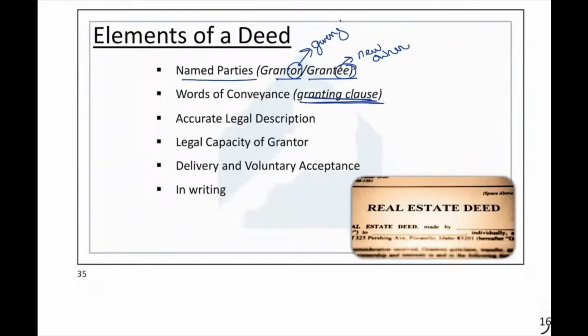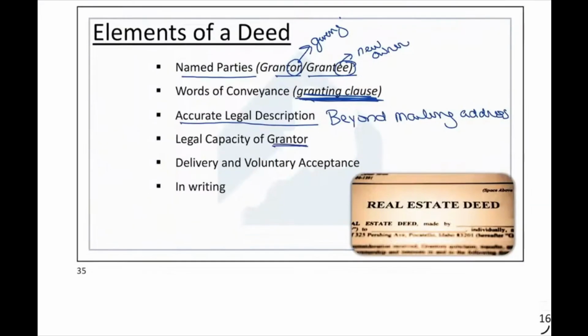It's got to have words that say we're transferring ownership. It can't be like, hey, you're invited to Cindy's Sweet 16. Absolutely not. Okay, fine, there could be an address. But if you're trying to give the property to somebody else, there's got to be words that say, hey, I'm giving ownership to the new person. Words of conveyance or granting clause. There has to be an accurate legal description. We got to go beyond a mailing address.